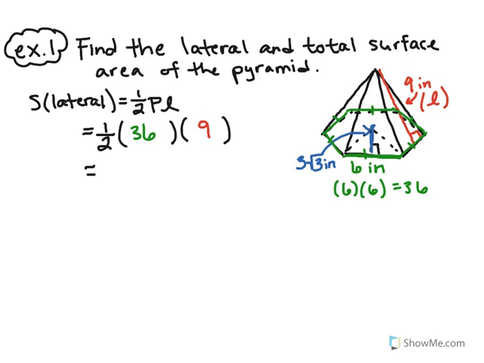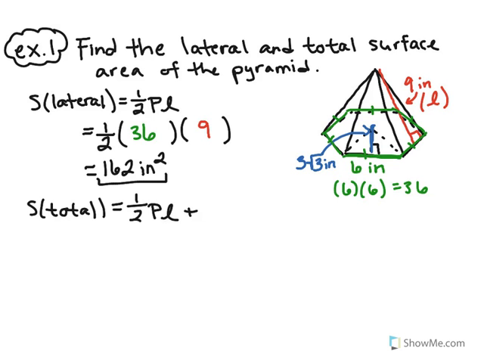Okay, so I'm going to go through the process of solving. So half of 36 is 18, and 18 times 9 is 162 square inches. So that's my lateral area. So when we go in to find the total surface area, I can use that 162 to help me out, because now I just have to find the area of that base. So I'm going to substitute 162 for this piece right here, because that's what I just solved it for.